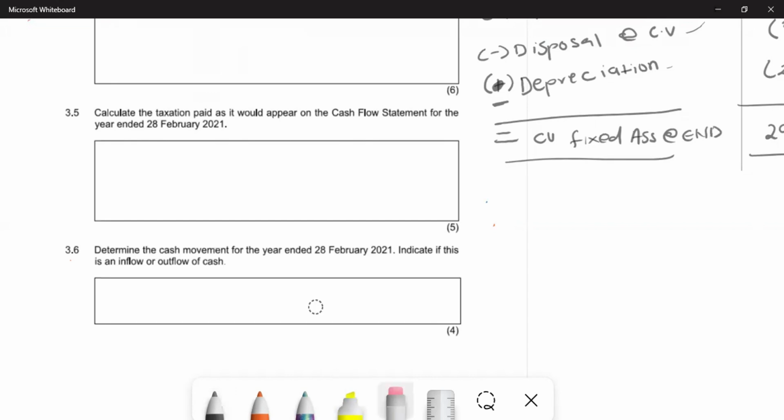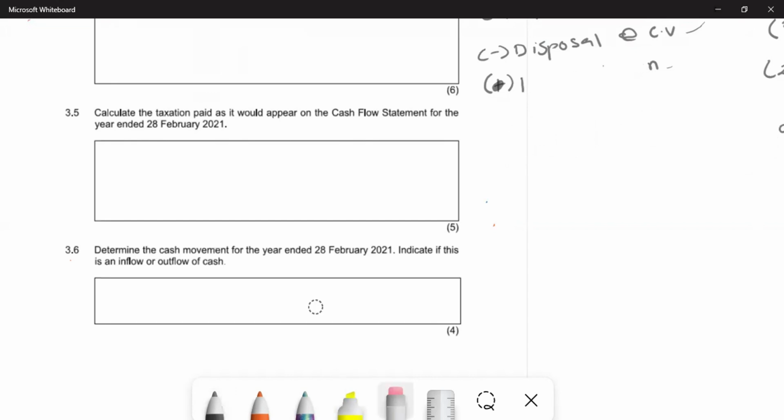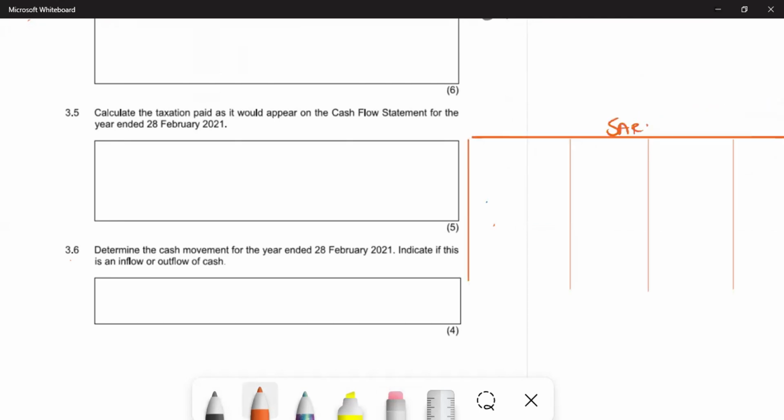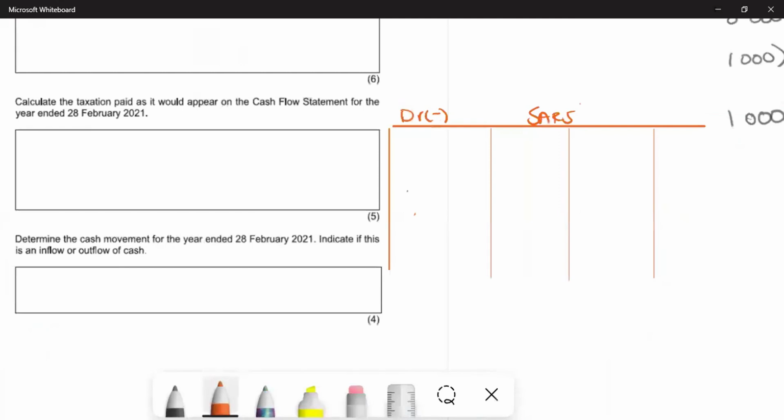For me, it's easier if I use a SARS account. So let me quickly raise it here on the side. Now, let me just quickly draw my SARS account here. Remember, this decreases on the debit side and increases on the credit side. So this is my SARS income tax account, to be precise. This account increases on the credit side.